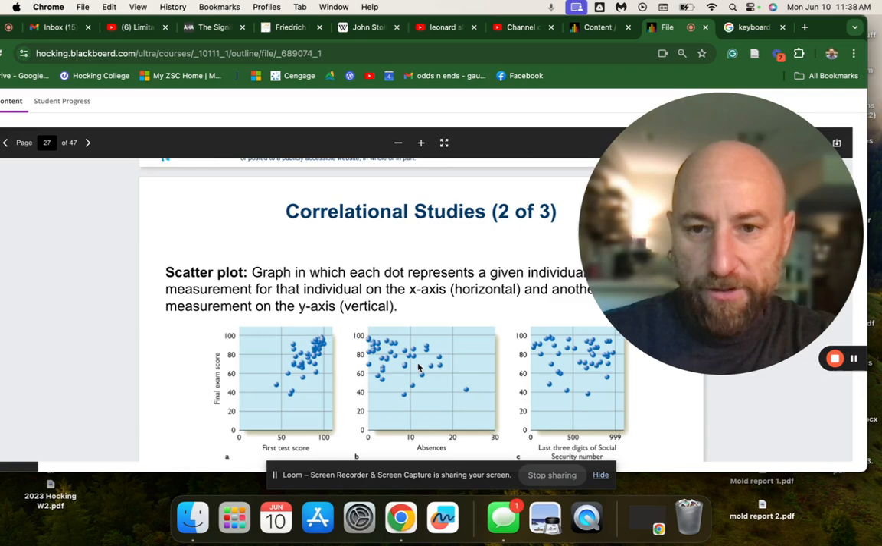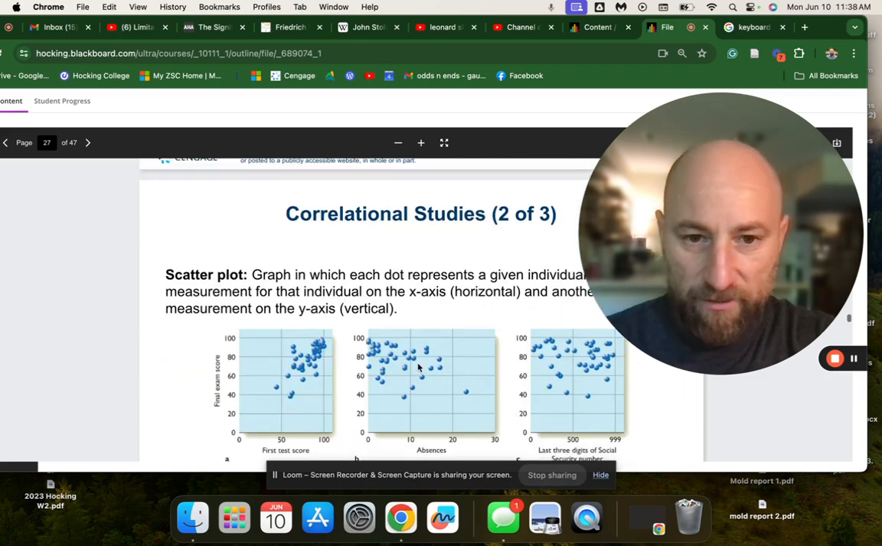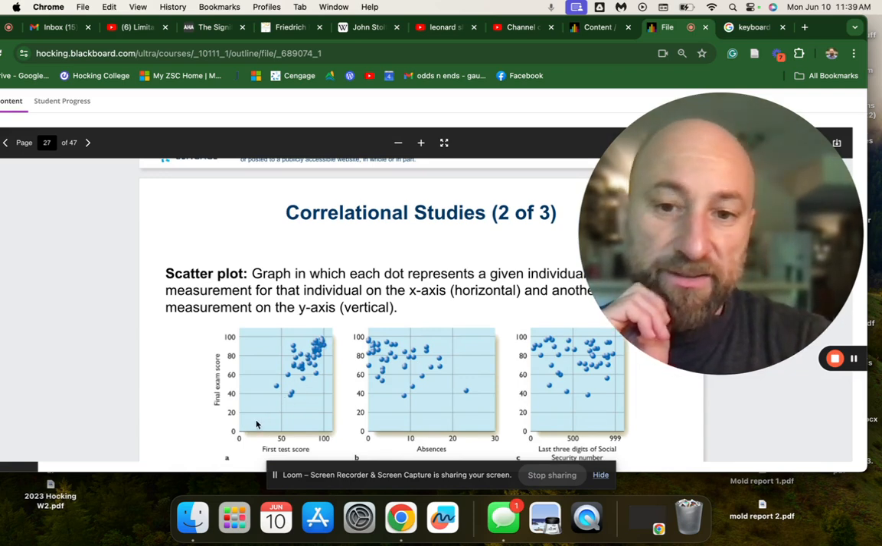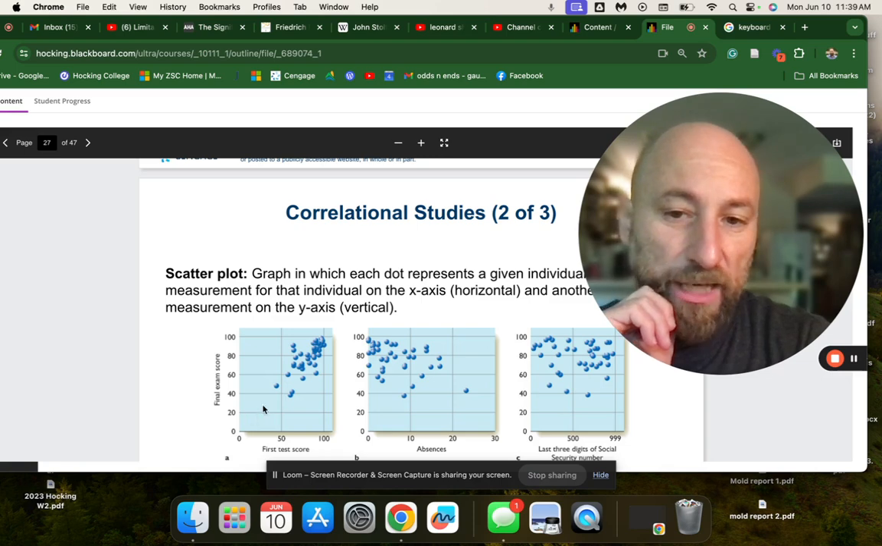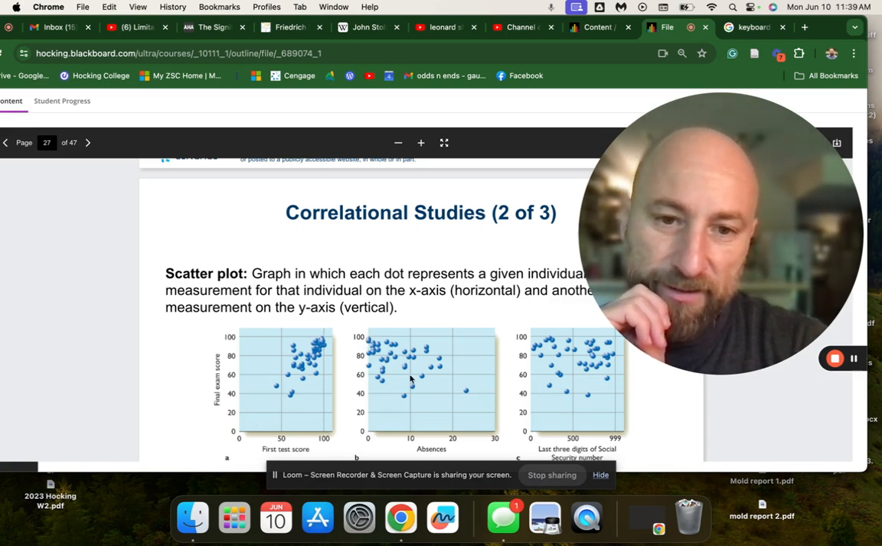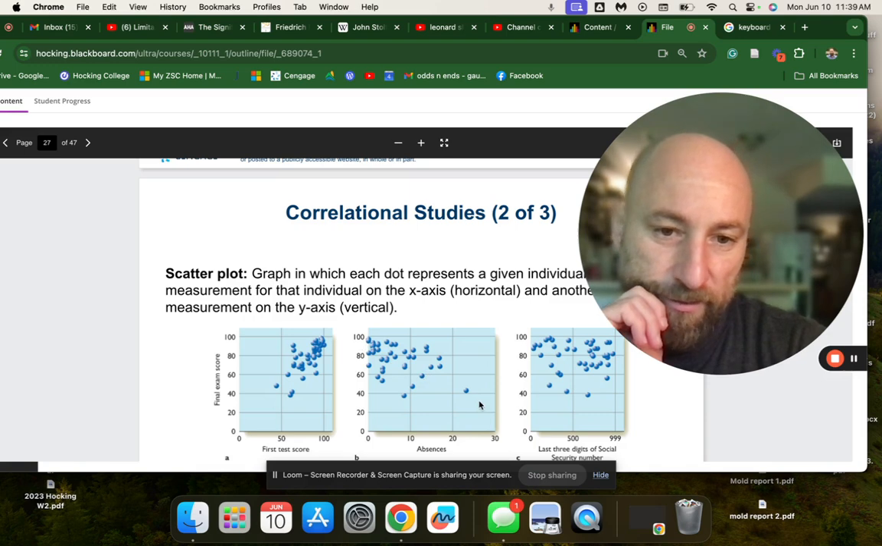Here are some different scatter plots. We've got our things represented on the x and y axis. You can kind of see here that this is like a positive correlation. If you were to draw a line through this data, it would look like it's going upward, a kind of upward diagonal line. Here, this is not perfect data, but there's going to be some sort of a downward negative correlation. The line's going to look something like this.